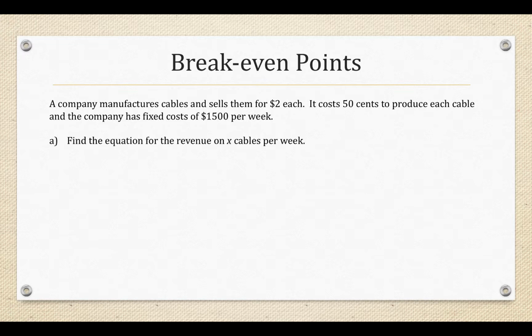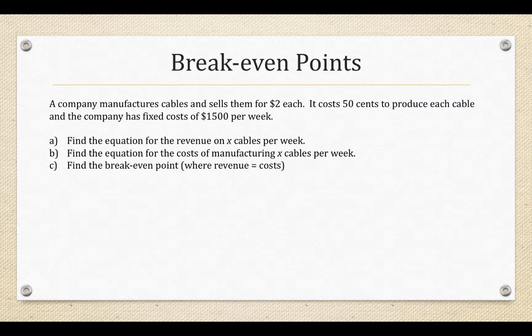The first thing that we are asked to do is to find the equation for the revenue on X cables per week. And then the second thing we're asked to do is find the equation for the cost of manufacturing those cables each week. That will allow us to find where the break-even point is, or where revenue and cost are equal. So this break-even point is where we are neither making money nor losing money.